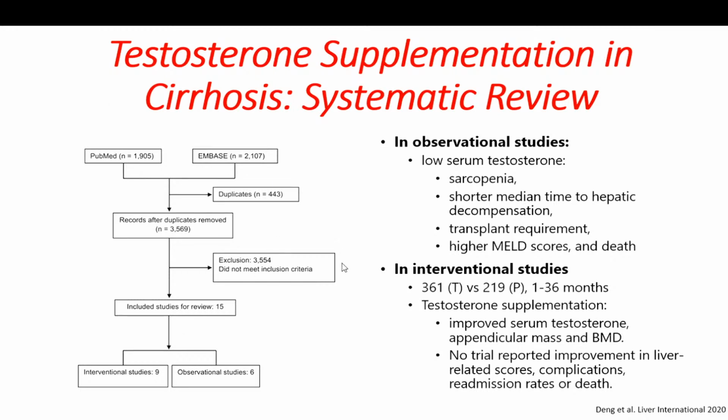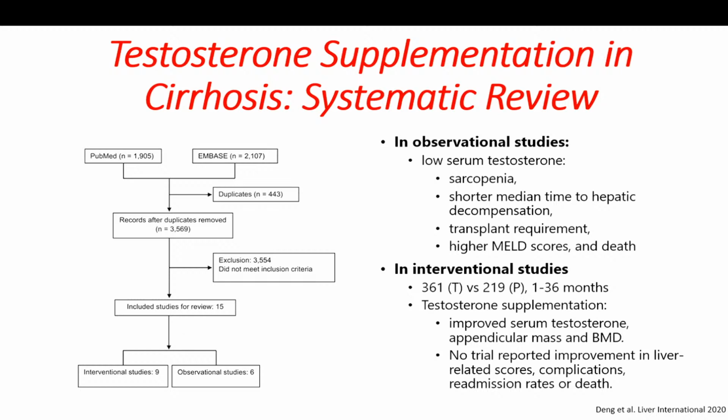So this is seen in everything; every molecule you want to correlate, you'll show it to have poor outcome. Does substituting it, giving it artificially, lead to improved outcome? The interventional studies show very clearly that when you give testosterone the level goes up, but it doesn't lead to anything more than that. No improvement in liver-related complications, death, readmission.